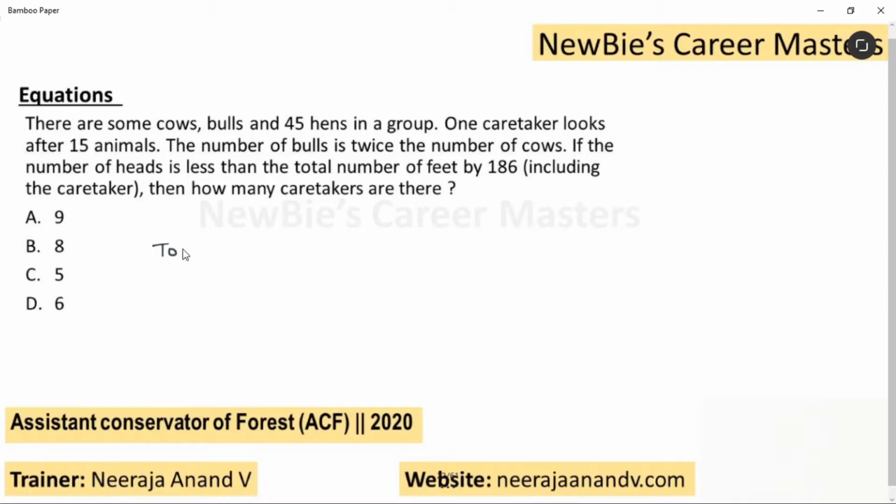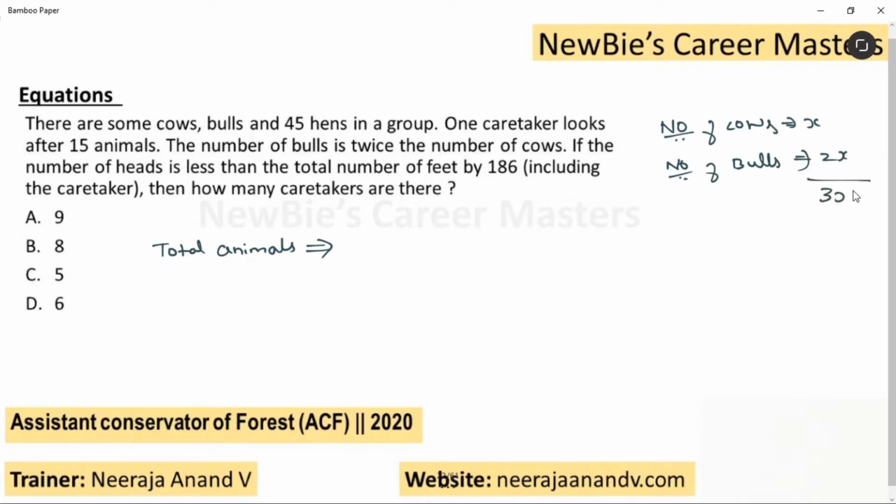Newbies, to solve this question, first thing what you have to do is you need to find how many animals are there. Let's find it. See, number of bulls is twice the number of cows. So first what we'll do, let's take number of cows are X and number of bulls will become twice, that means 2x. Total number of cows and bulls 3x. That's it. So total number of animals including cows and bulls 3x plus, see, 45 hens are there, no?